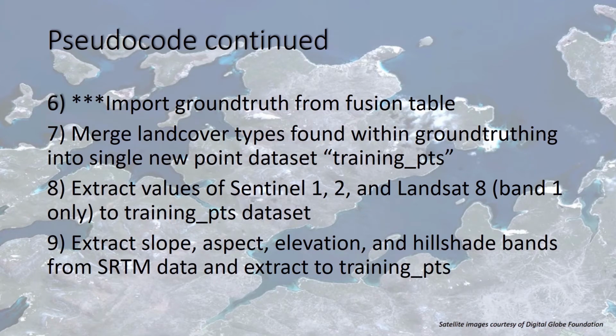Then the next step, after we've pulled out the information about the imagery at all the ground truthing sites, I'm going to do the same sort of process of extracting information about an input layer, but instead of imagery, I'm pulling information about the aspect, elevation, and so on and so forth, and pulling that into the same training points data set that we've been adding information to.